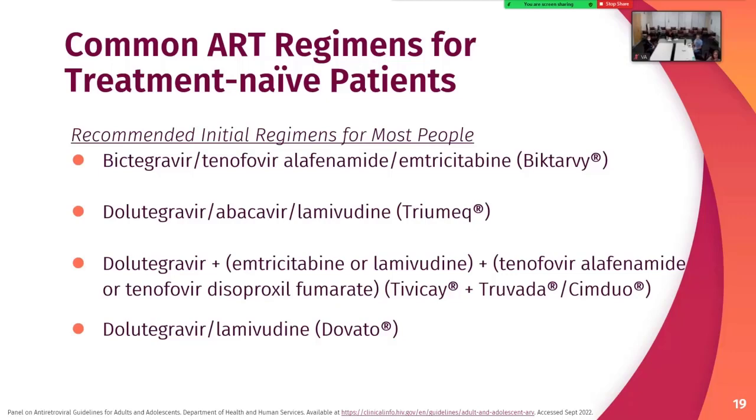Our third one is dolutegravir combined with either emtricitabine or lamivudine plus one of our tenofovir products. So typically this looks like Tivicay, which is dolutegravir, combined with either Truvada or Cimduo. And then you can also see them use dolutegravir and lamivudine, which is Dovato. So this one's a little bit unique. As you can see, it only has 2 antiretroviral therapies within the regimen. However, we'll get into a little bit later on the studies that show that this 2-drug regimen combination was still effective.